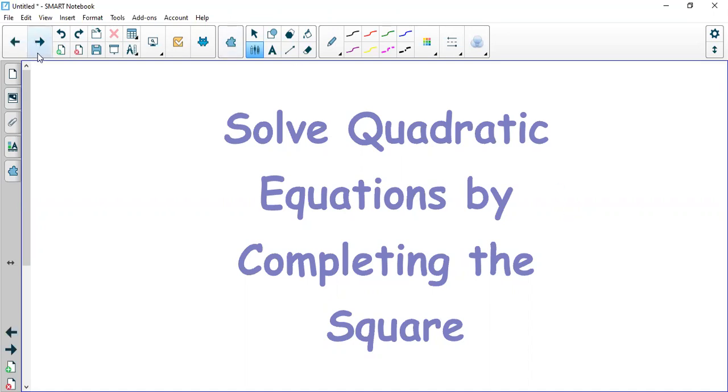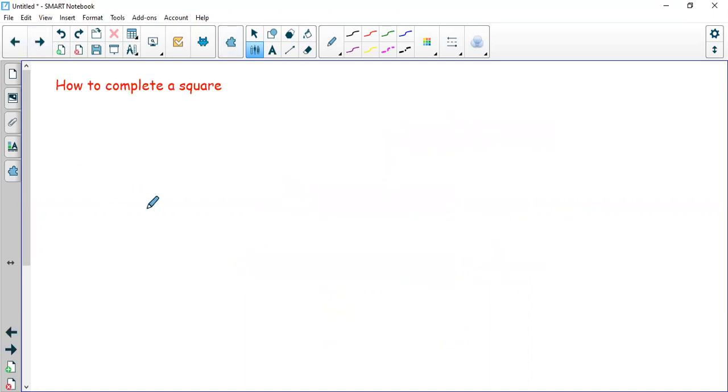To get started, first let's see how we complete a square. What does it mean to complete a square? Already we know about perfect square trinomials, isn't it? A perfect square trinomial is a quadratic form of an equation where the value of c is a perfect square number. To complete a square, we are simply going to use a small bit of math here. You just need to follow this formula, which is b divided by 2 whole square.